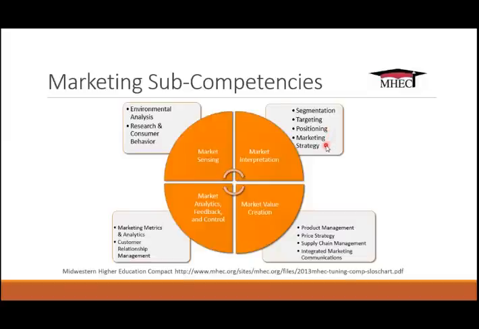And I understand these words really don't make a lot of sense to you now, but if we were to revisit this slide at the end of this study of principles of marketing, all of these terms should make much sense to you. In the study of market value creation, we'll be looking at our product, pricing, and our supply chain management and integrated marketing communications activities.